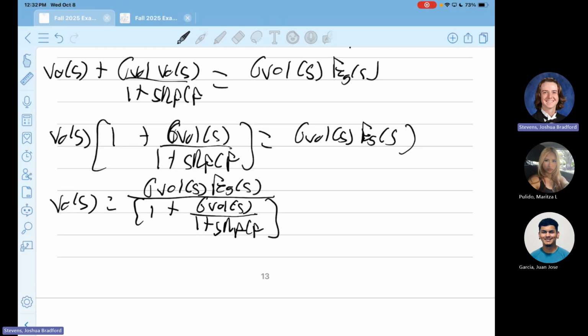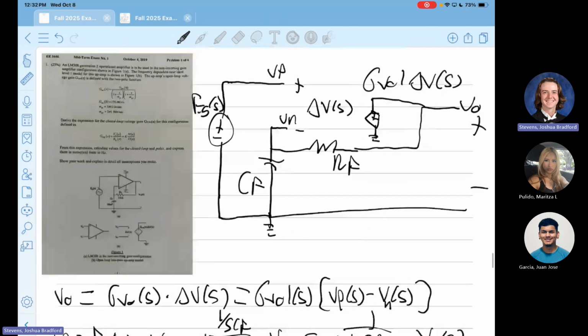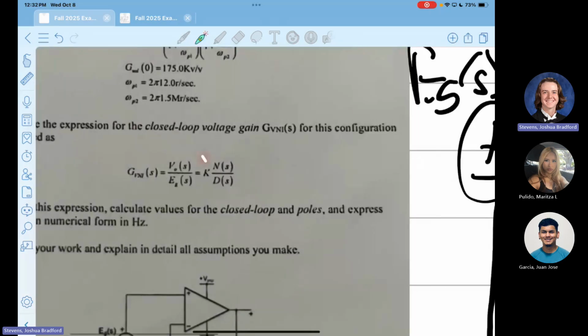All right. So that is V out by itself. Does anybody know why I did that? It involves equations we talked about earlier from the question. That's in the final formula, G vol of S times EG of S. Yeah. The reason why is, I'm going to scroll up real quick. We have this here.